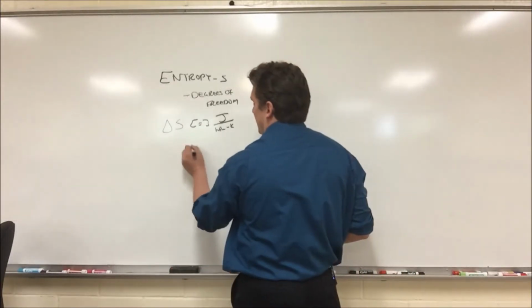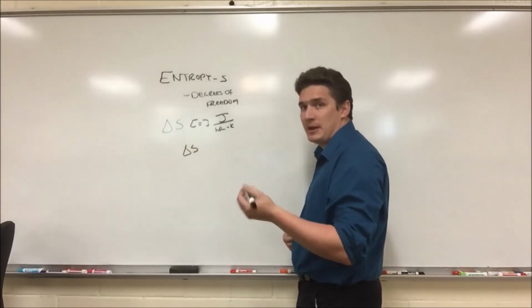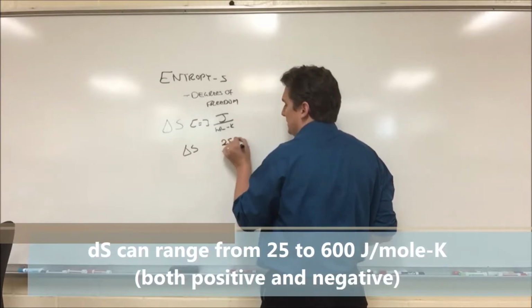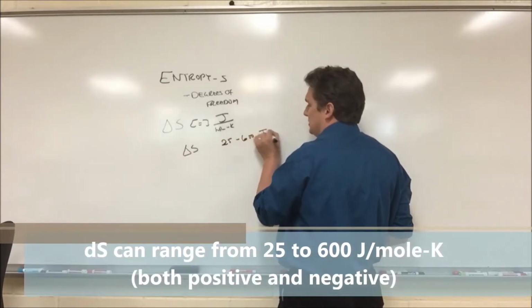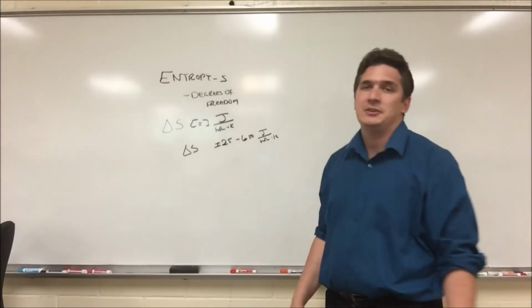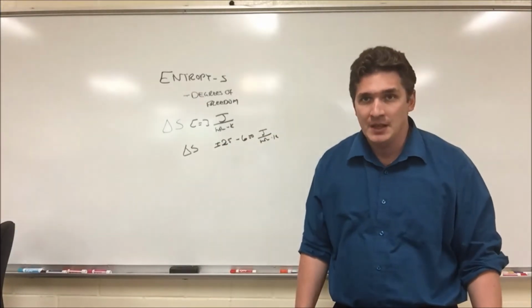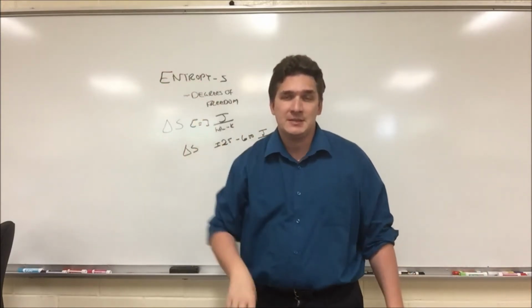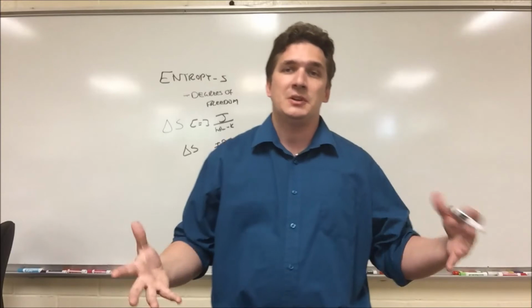Typical values of delta S, depending on whether you've got a positive or negative change in entropy, are somewhere between 25 and 600 joules per mole Kelvin. And again, this is plus or minus depending on whether you're increasing or decreasing entropy. Now, intuit that every system wants to maximize its degrees of freedom. It doesn't want to put constraints on the atoms.